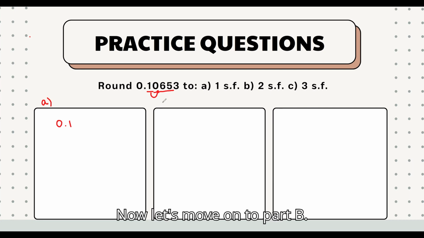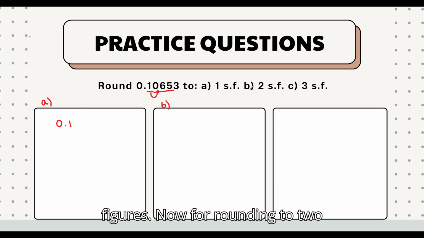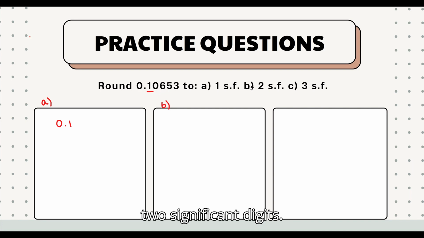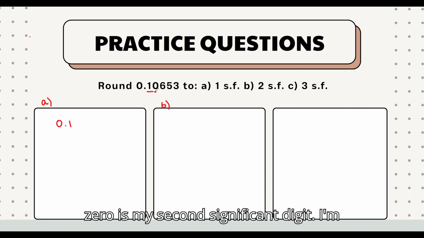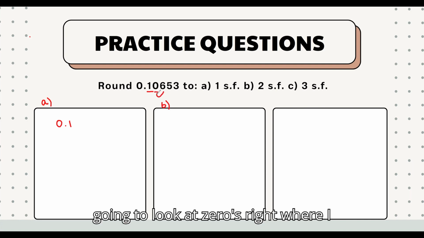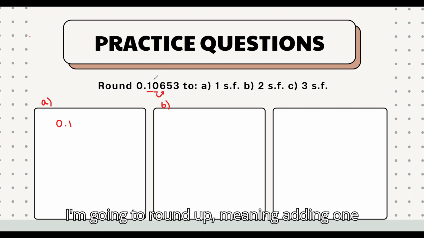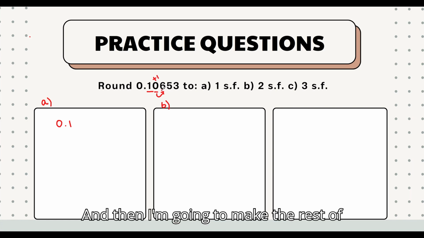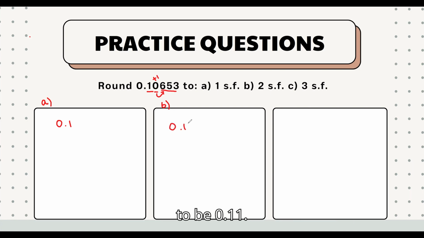Now let's move on to part B. Part B is to round to 2 significant figures. For rounding to 2 significant figures, I have to find 2 significant digits. So 1 is my first significant digit and 0 is my second significant digit. I'm going to look at zero's right where I have 6. 6 is greater than 5, so I'm going to round up, meaning adding 1 to 0. And then I'm going to make the rest of the numbers zeros. So my answer is going to be 0.11.